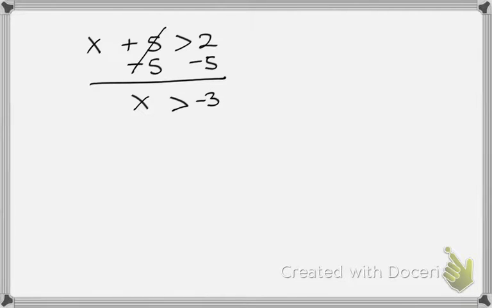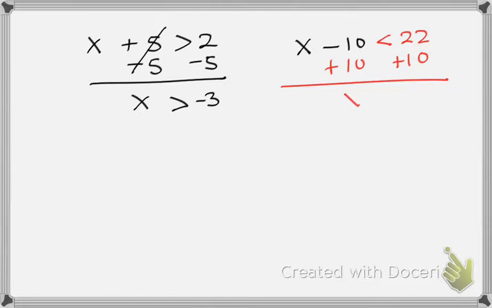Any questions? If I had, last night we did x minus 10 is less than 22. Okay, so what am I going to do, Lily? We would add 10 to both sides. Adding 10 to both sides. Good, I like what I'm hearing, people talking about properties of equality. And we are left with x is less than 32.